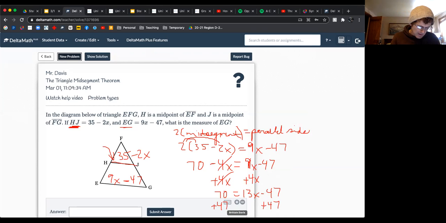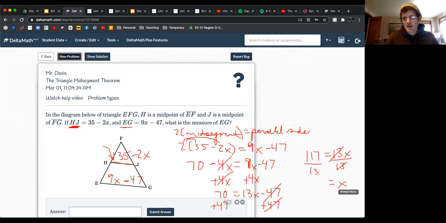So the 47s cancel out, but I get 70 plus 47 is 117, which equals 13x. And now I want to get x by itself, so I'm going to divide by 13. You probably won't be doing that in your head, but this is where you have your calculator. 117 divided by 13, you can find your answer. And you should get 9.